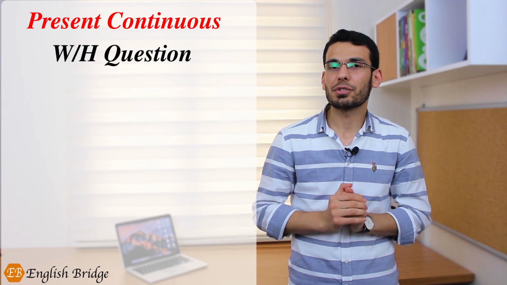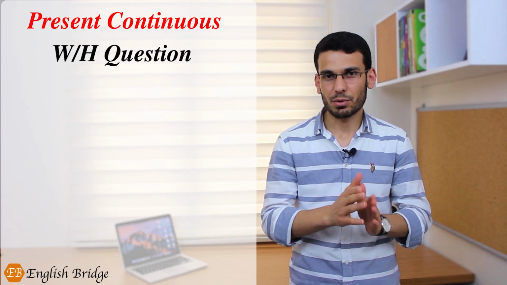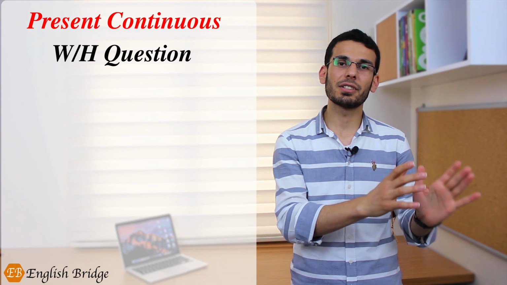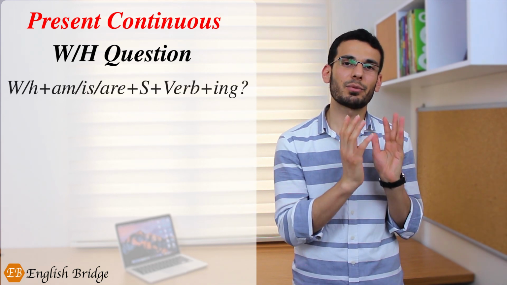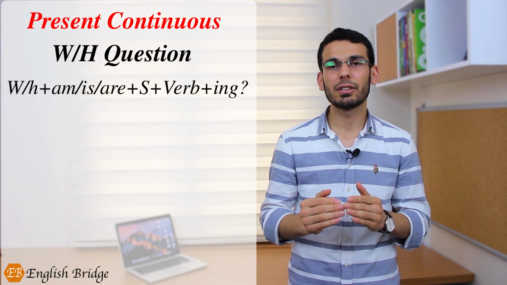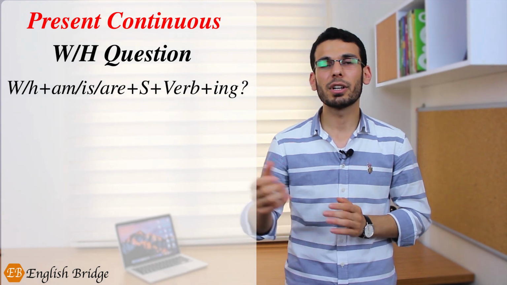Then we move to WH question. WH question, same as yes-no question. Just add a WH to the beginning of the sentence. So it becomes like this. We have WH, followed by am, is, are, followed by subject, followed by verb ing.